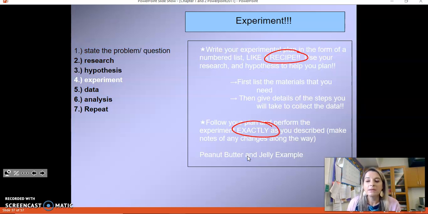The experiment is going to be written like a recipe. 1, 2, 3, 4, or in a paragraph that makes sense in a sequential order. And then you perform it exactly how you would do it. Normally in class I'd have the kids write directions for a peanut butter and jelly sandwich, and I actually might do that in class this year just to give you an example. And you guys will just play along. It'll be something we do in the in-class sessions.